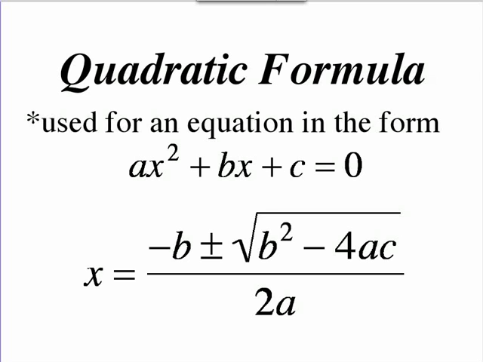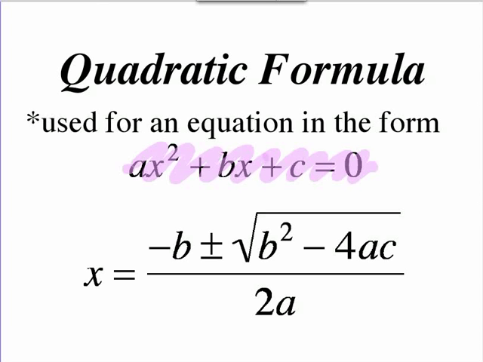And so once again, for the quadratic formula, the biggest thing you need to remember is that it's used for an equation, and the equation must be in this form. The equation has to be in the form ax squared plus bx plus c equals 0. Has to be in that form. So everything has to be on one side of the equation. Ax squared plus bx plus c equals 0.